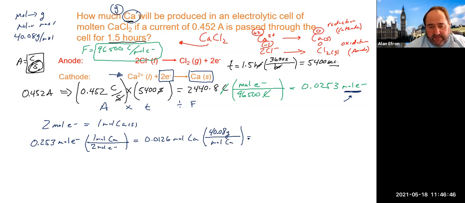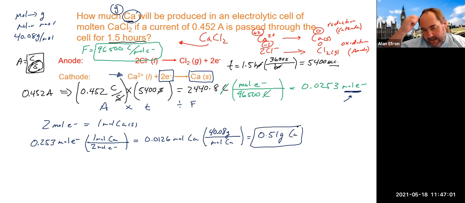So we're going to multiply that by 40.08, which gets us maybe 0.50, we'll go 0.51, doing a little bit of rounding. 0.51 grams of calcium would be produced in this particular case. This means that if we ran the cell for 1.5 hours, like it said, and kept it at 0.452 amps in terms of the current, we should get 0.51 grams of calcium produced from that cell. Any questions on that?